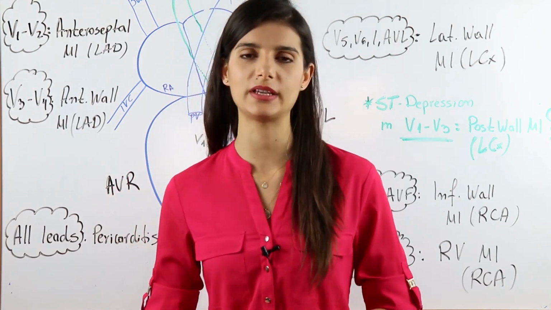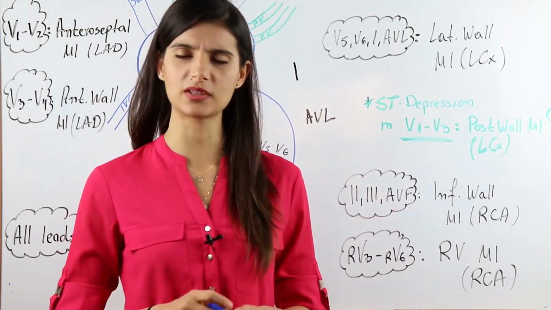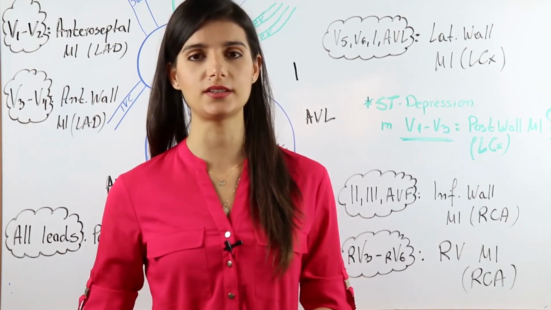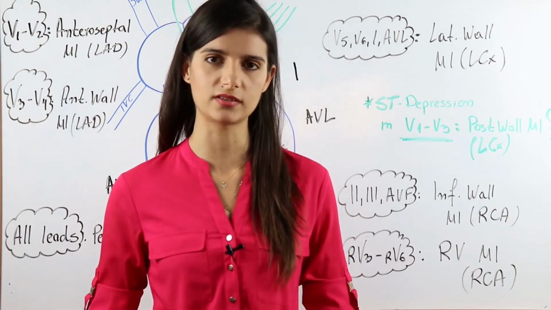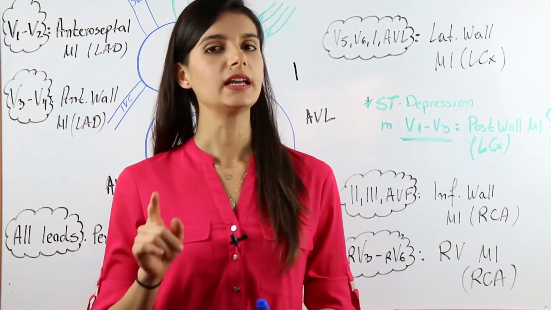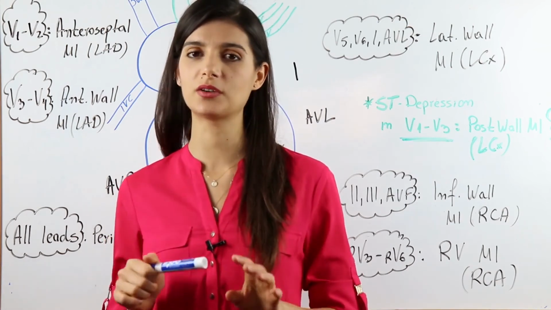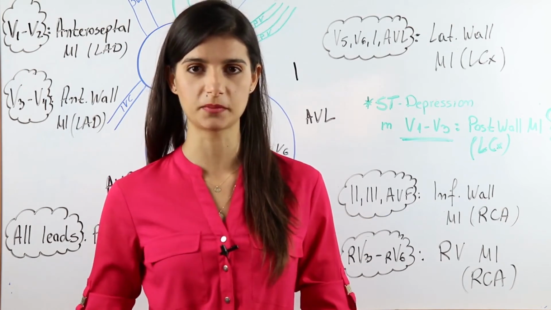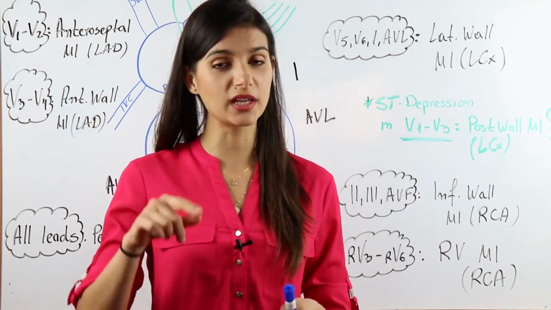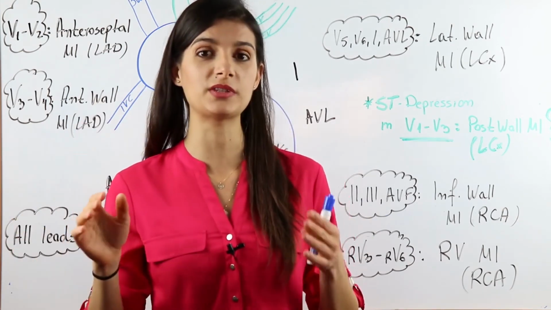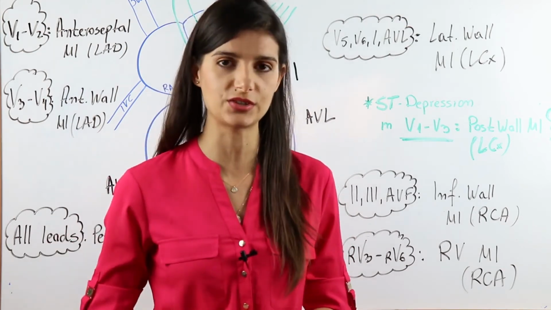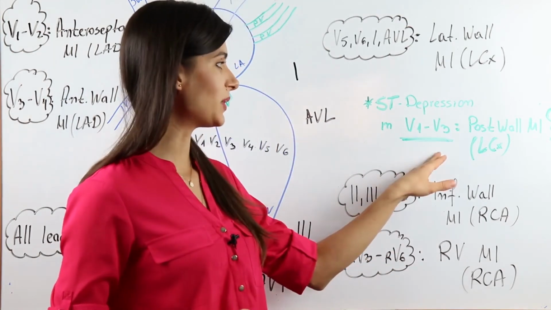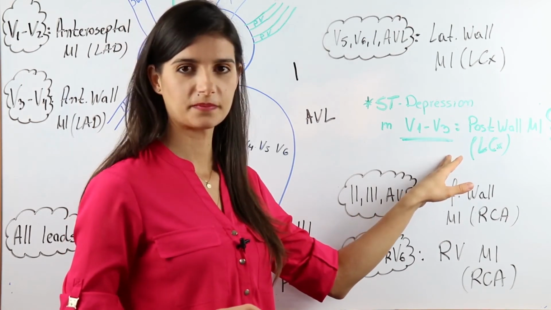Imagine a patient comes to the ER with typical chest pain and you suspect STEMI. You do an EKG, but you don't find any ST elevations. So what's happening? Here you have to remember that the posterior wall of the left ventricle is not directly visualized by the 12-lead EKG. So instead of looking for ST elevations, you have to start looking for its reciprocal changes, which are ST depression in V1 to V3.